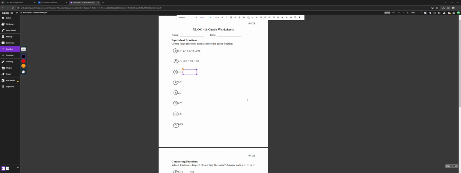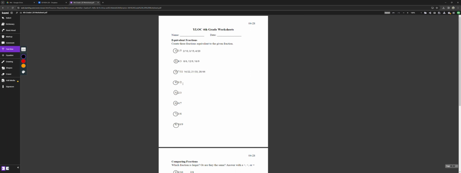For number 3, you have 7/11. If you multiply each by 2, you get 14/22. If you multiply each by 3, you get 21/33. If you multiply each by 4, you get 28/44.